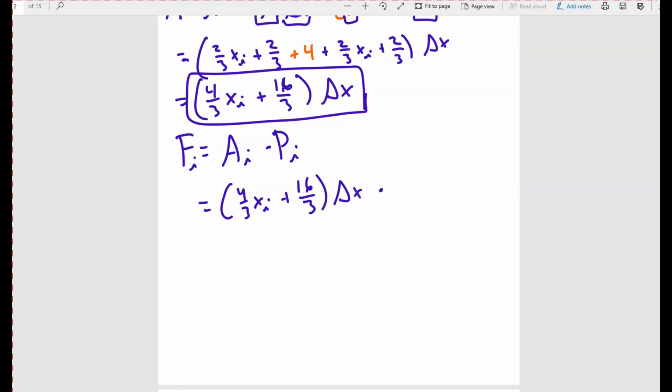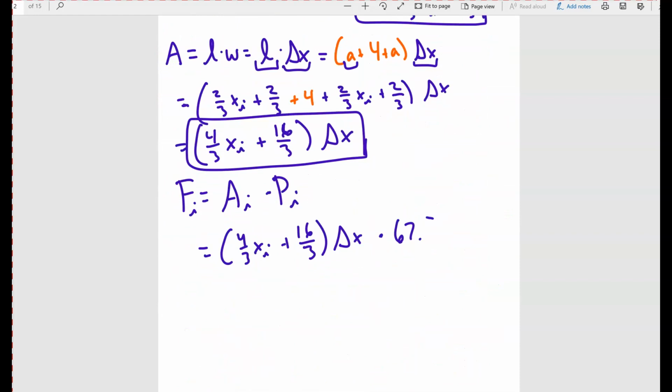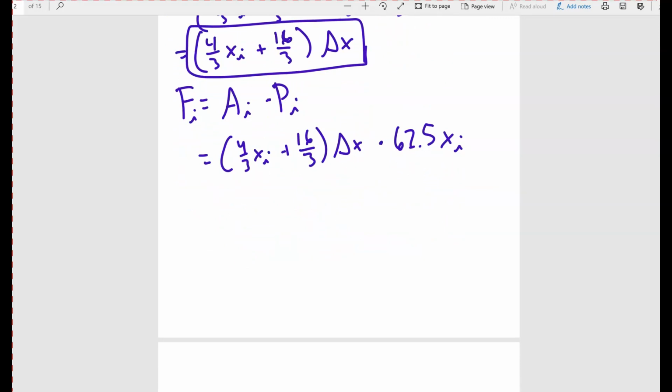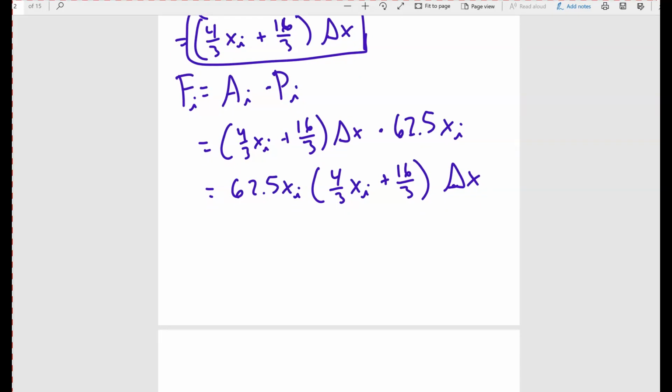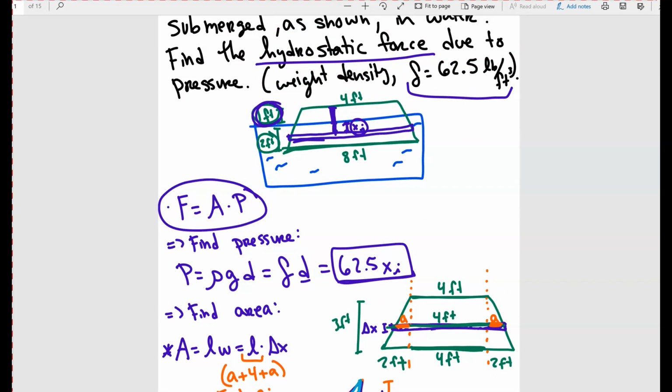My pressure in this case is going to be, what was it? 62.5 times xi. Okay, all right, now notice, let me clean this up a little bit. Let me put the 62.5 xi on the front, then 4/3 xi plus 16 over 3, and then delta x. So this is the ith strip, just one particular strip, but we don't want just this one. We want all of the strips in this particular trapezoid. So we want all of these guys. We want all of them. We want an infinite amount.